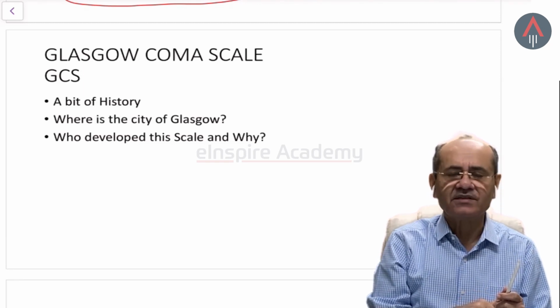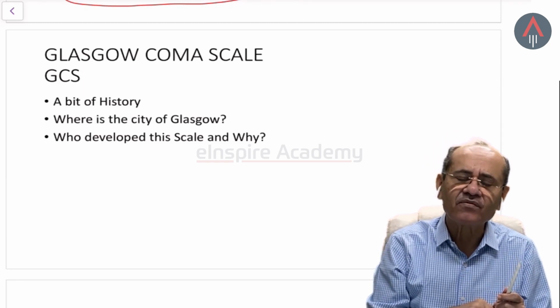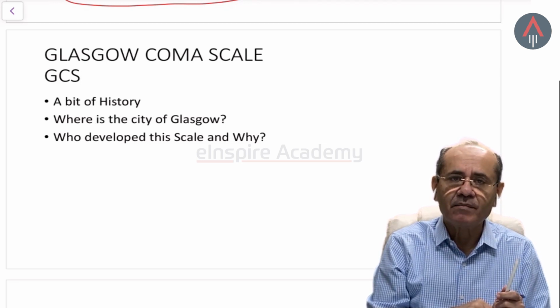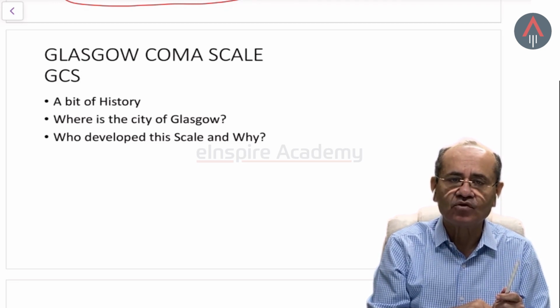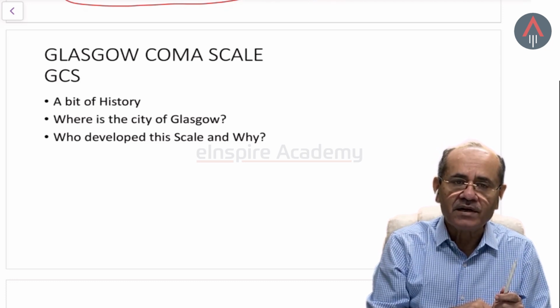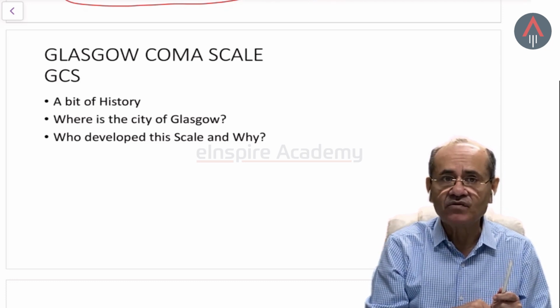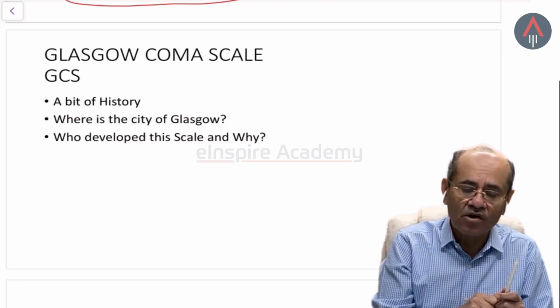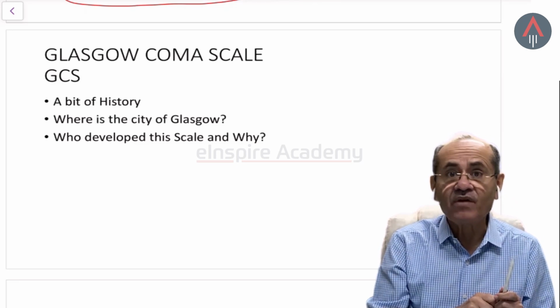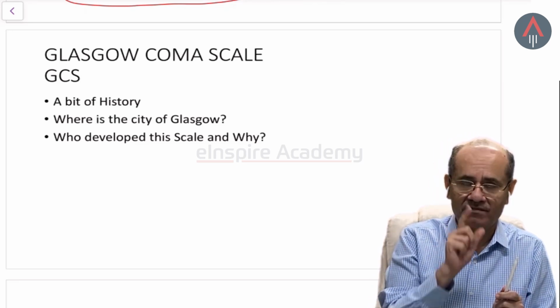And who developed this scale? It was a team of neurosurgeons, the neurosurgery department at the Medical College Hospital of Glasgow, University Medical College. Peter Teasdale and Janet, these were the two eminent neurosurgeons who developed this scale. And when? It was in 1973.